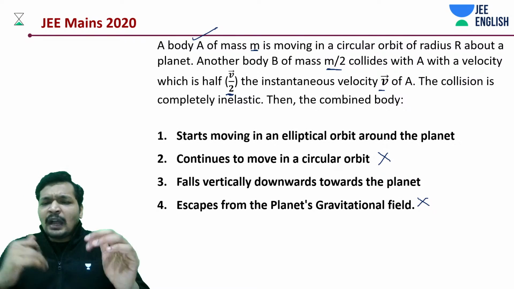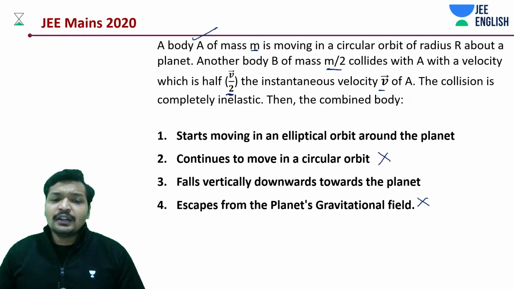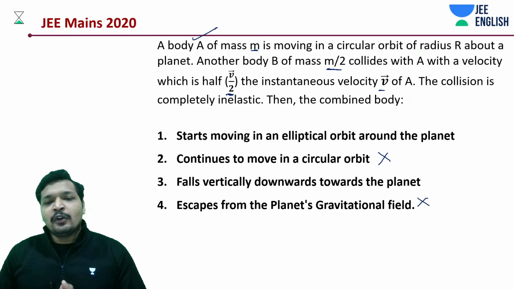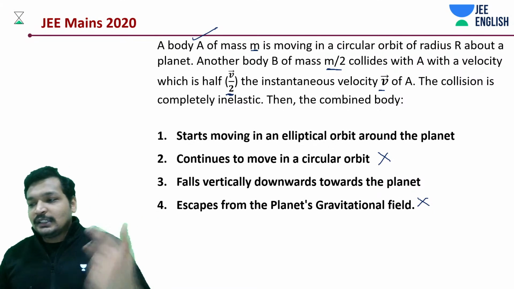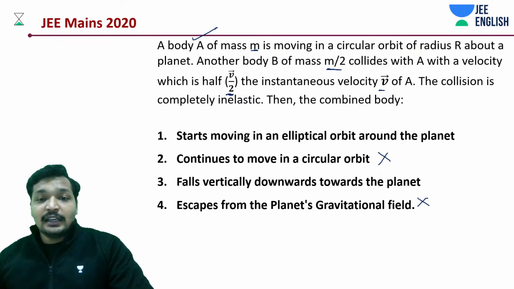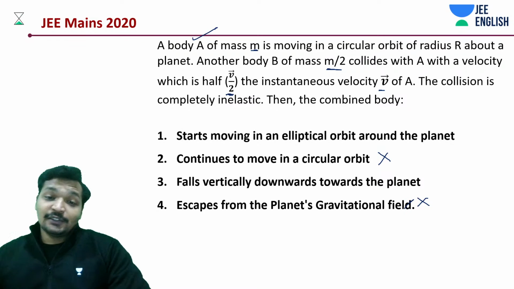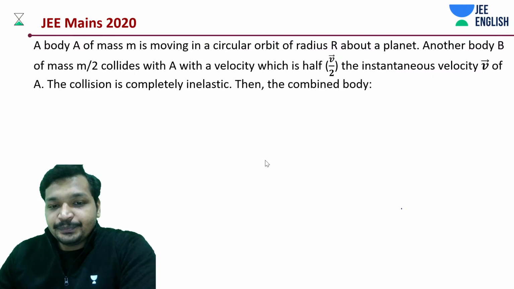Now we do have two other options which we need to evaluate. One is it starts moving in an elliptical orbit, or it falls down. It should be one among them. Okay, the answer is elliptical orbit. I don't know the reason why, but this is how you go about it. There's no specific reason given in any of the things I have been trying to search, but let's understand this question. It's a very interesting question.